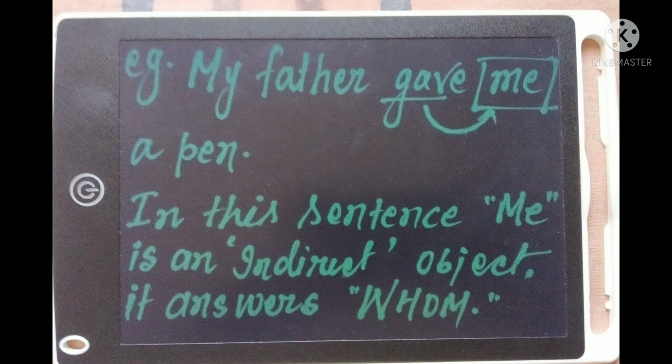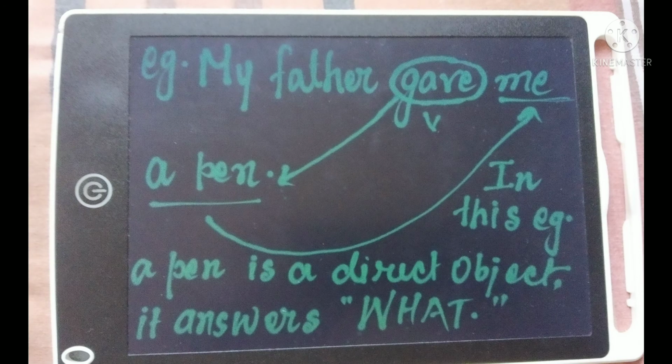Again I am repeating, my father gave me. My father, whom did the father give? Me is here the indirect object. I hope it is crystal clear. When you come to the next clip, you will find the direct object. The same example is here: my father gave me a pen. In this example, a pen is a direct object. Why? Because it is answering what.